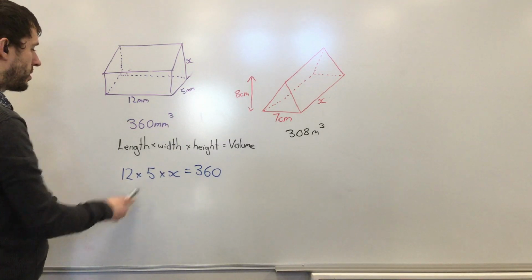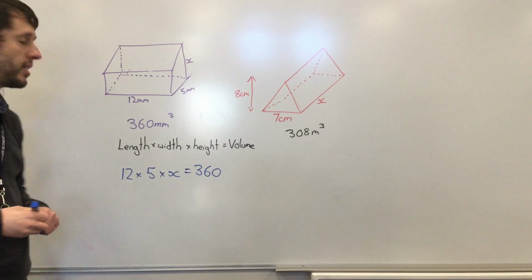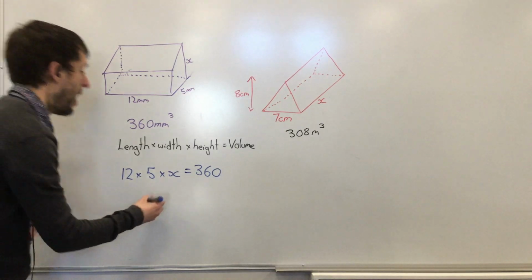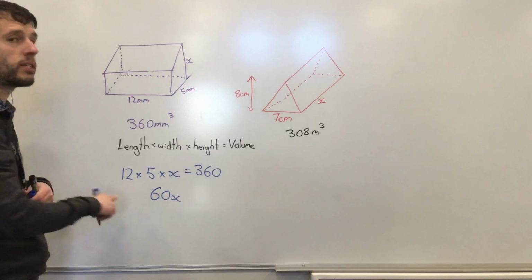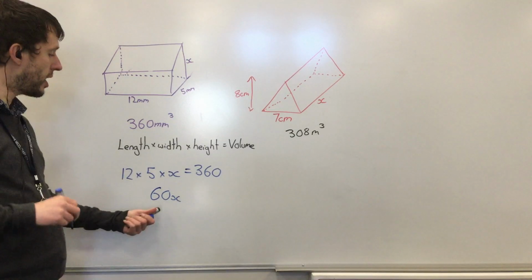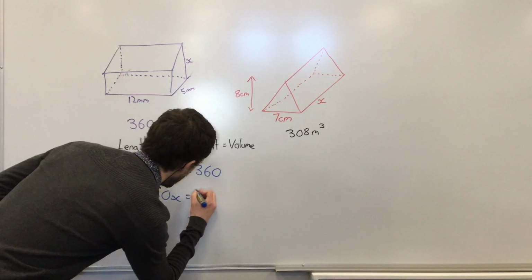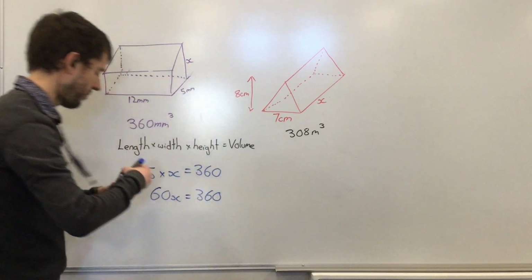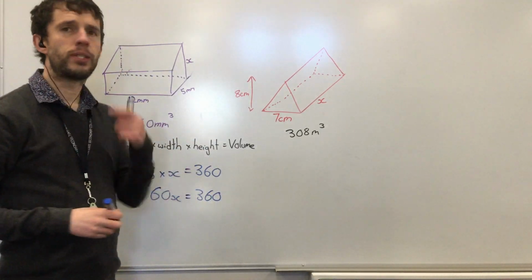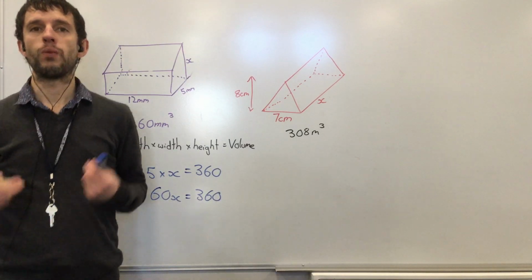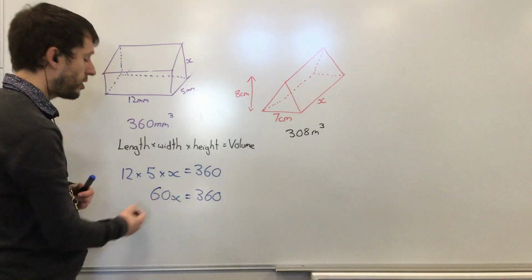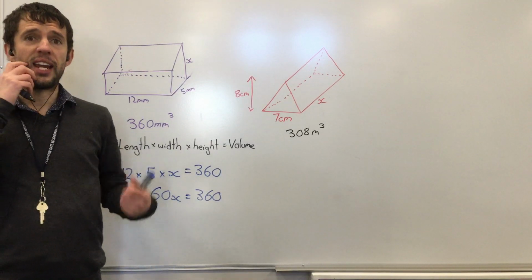So I can simplify this side because I know 5 times 12 is 60. So I can go 60x, which is the same as 60 times x. But when we've got a letter and a number, we put them together. Equals 360. Now, with the equal sign, we need to think about it's like a balancing beam. Whatever we do to one side, we must do to the other. So I would like to get x by itself. So how do I get x by itself?